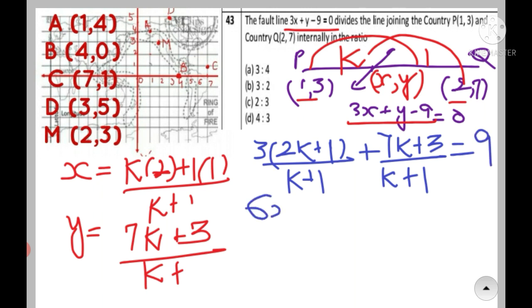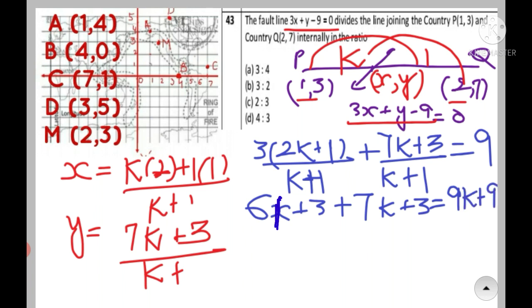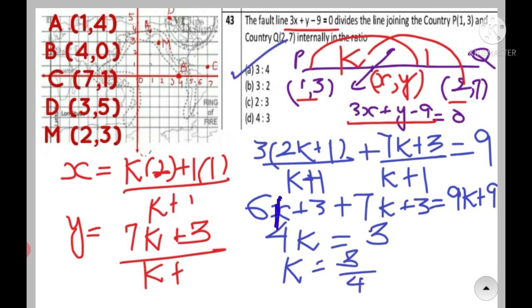On solving, I get 6k plus 3 plus 7k plus 3, and I am taking k plus 1 as the LCM throughout. So it goes on the right hand side and gets multiplied with 9, and I get 9k plus 9. Let us simplify it further. I get 13k minus 9k, that is 4k, is equal to 9 minus 6, that is 3, and the value of k comes out to be 3 upon 4. So 3:4. A is the correct answer. 3:4 is the correct answer.